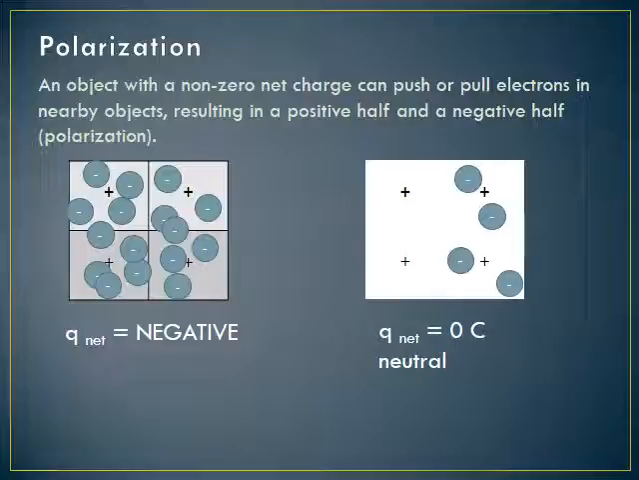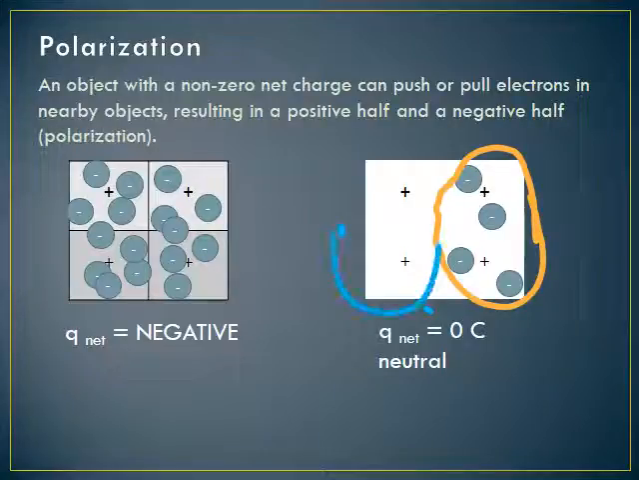So what we end up with here is a neutral object that has a positive half and a negative half, right? This is the negative half. We've got 2 extra electrons on that half, and this other half is the positive half. We have 2 extra protons in that half. Sorry, my pen's not working very well. So even though the object is neutral, we are polarized with 1 part positive and 1 part negative.